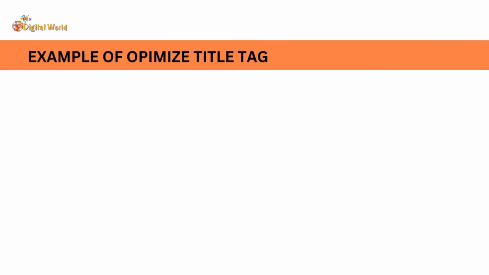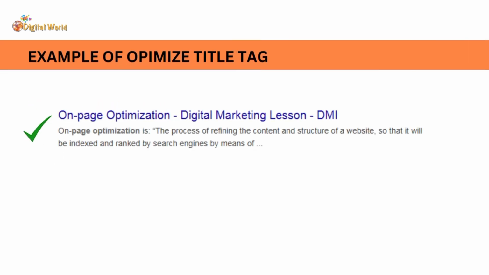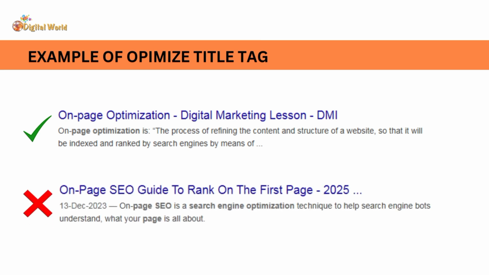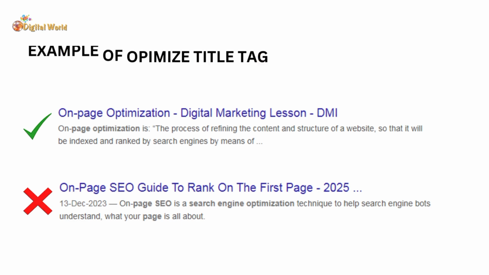Example of optimized title tags. Ideal title tags should be limited to 55 to 60 characters and include primary keywords. It's also recommended to use pipes and hyphen symbols to separate words, rather than using title tags that exceed the 55 to 60 character limit and omit these separators, resulting in poor readability. This is clear in this picture.